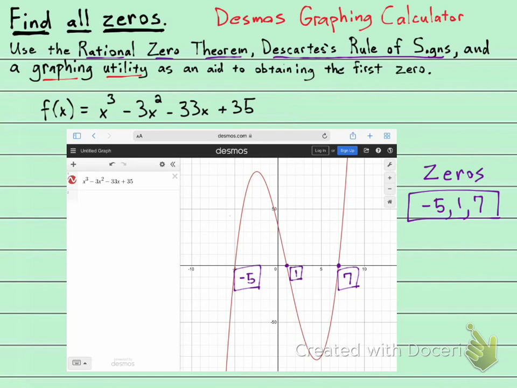But for this problem, all I want you to do is be able to go to the Desmos Graphing Calculator, type in your polynomial, make sure that once you put an exponent up here that you push to the right to get back down to earth so that you're not typing in the exponent, and you can just look at your graph and you can answer this question.